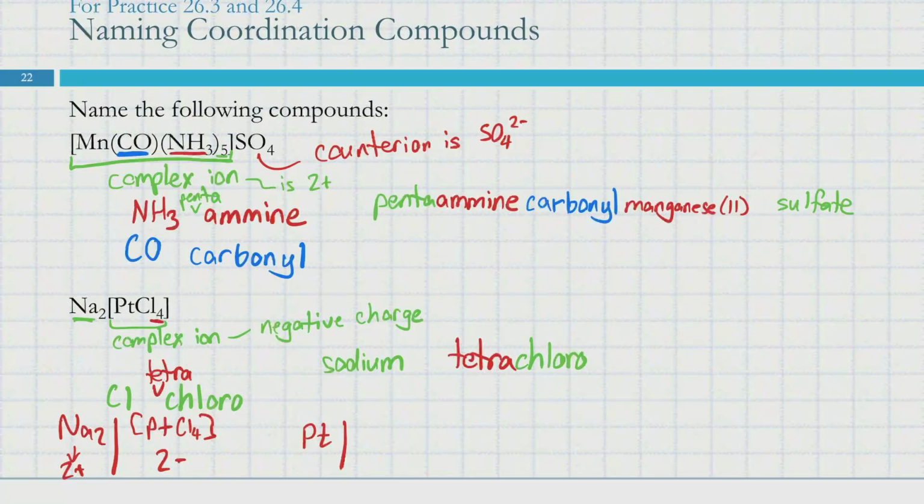So the balance between platinum and the Cl4 has to equal an overall of 2 negative. What's the charge on chloride? -1, and we've got 4 of them. So we've got 4 minus. Platinum needs to be whatever makes up the difference, which is +2. So platinum has a 2+ charge. Questions about that?